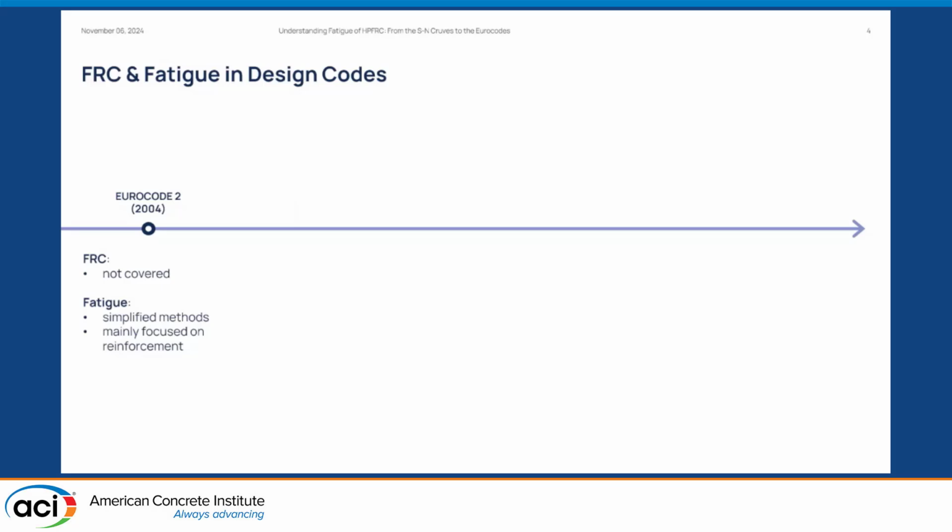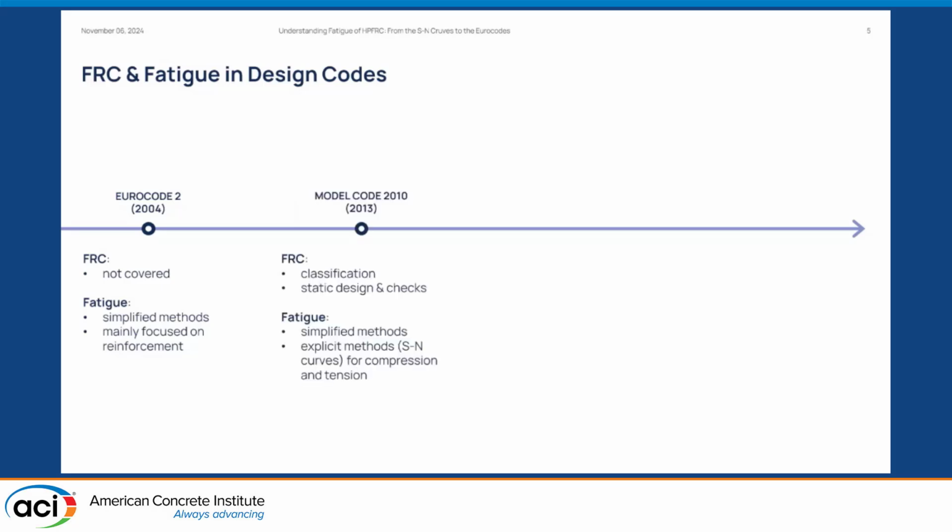So starting with the Eurocode, the original version, we had no mention of FRC originally, and a simplified methodology for fatigue, but only for ordinary reinforced concrete. Then we come to the Model Code 2010. Here we had classification of FRC and also static design. And regarding fatigue, again, here some explicit method with S-N curves, but again, only for ordinary reinforced concrete.